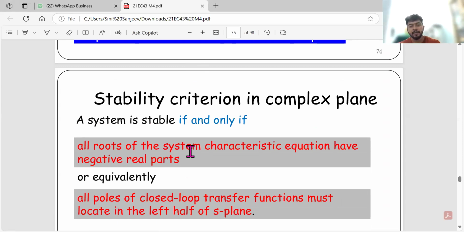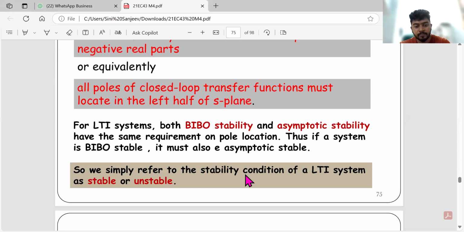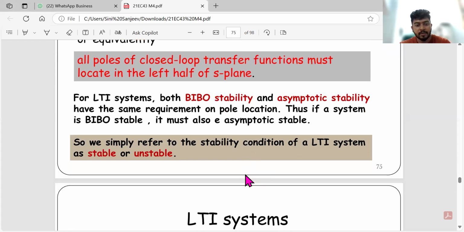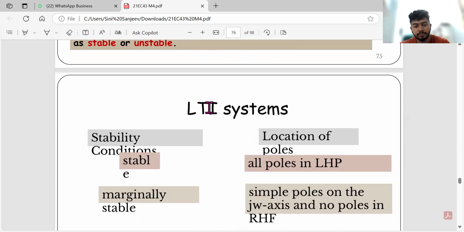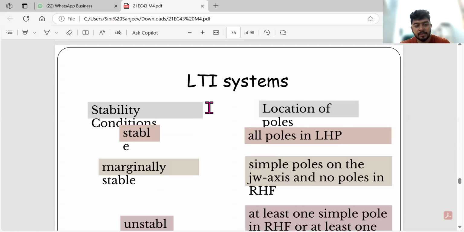This one is important, stability criterion in a complex plane. A system is stable only if all the roots of the system characteristic equation have negative real parts, or all poles of the closed loop transfer function must be located in the left half of the S plane. Okay. So coming to BIBO stability and asymptotic stability, they have the same requirement on the pole location. So you can see the stability conditions, correct?